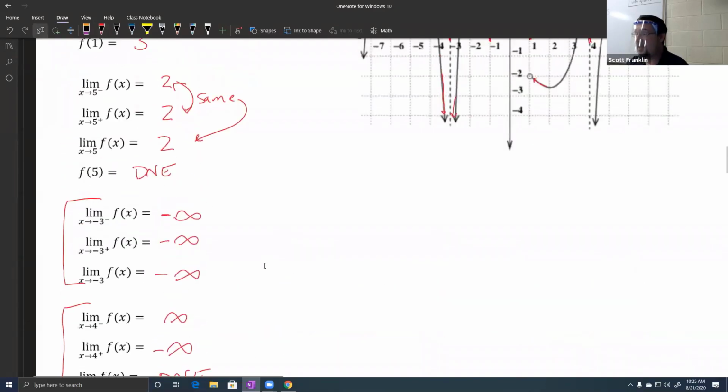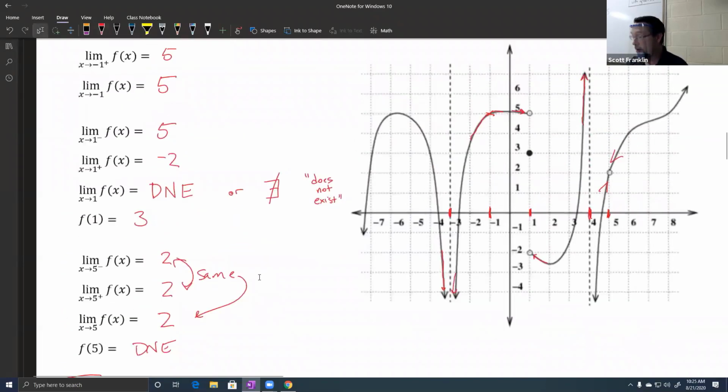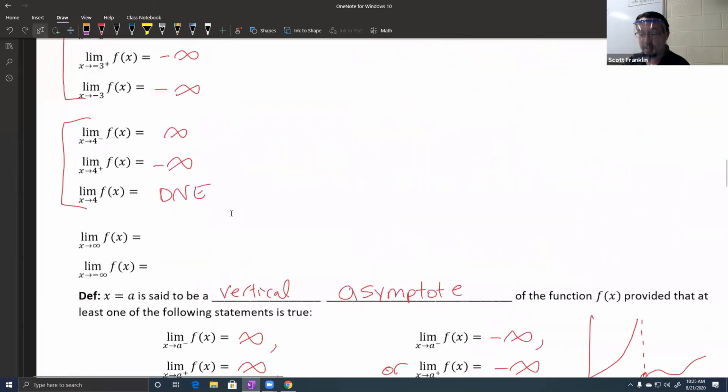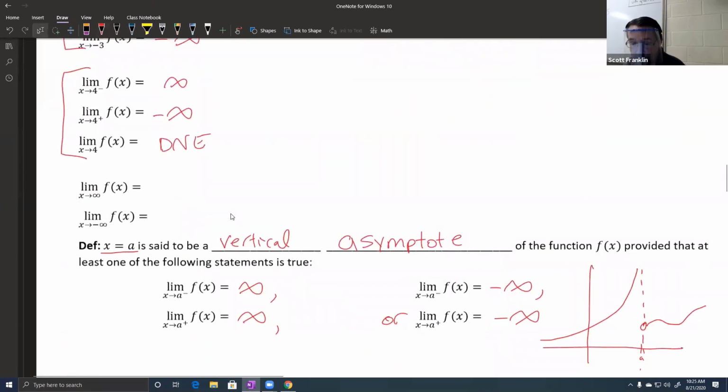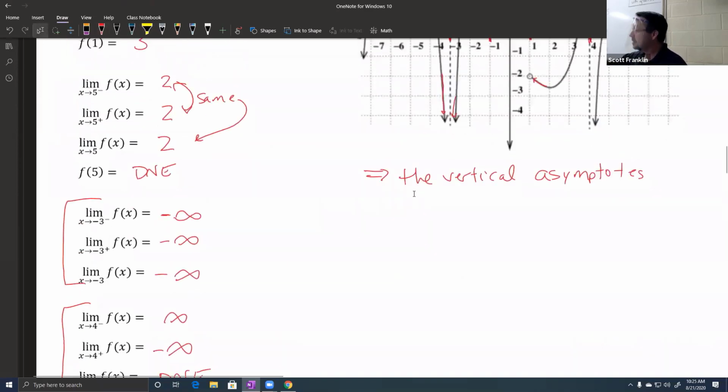So above, in this example right here, what are the vertical asymptotes? Specifically, what's the equation of those asymptotes? And I wrote it this way on purpose, right? That's the equation of a vertical line. So the actual lines are x equals -3 and x equals 4, exactly.